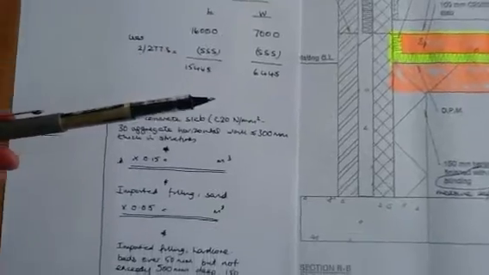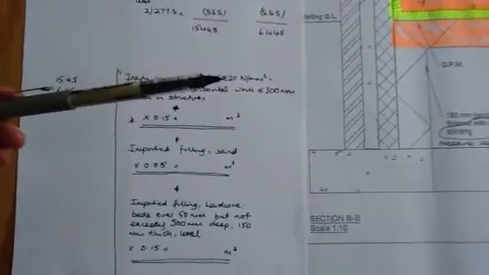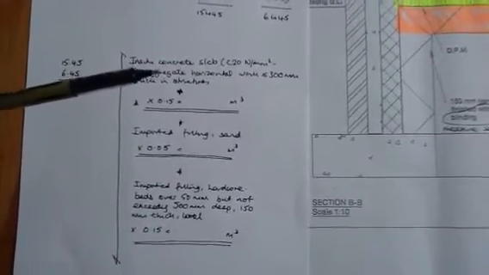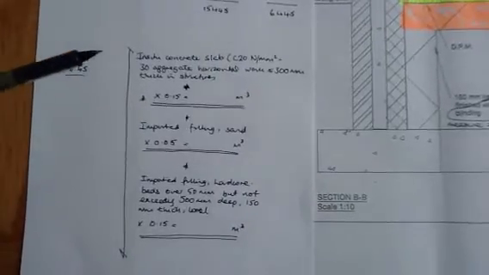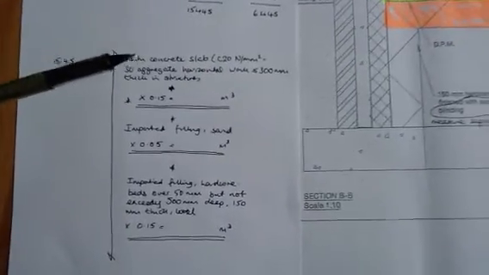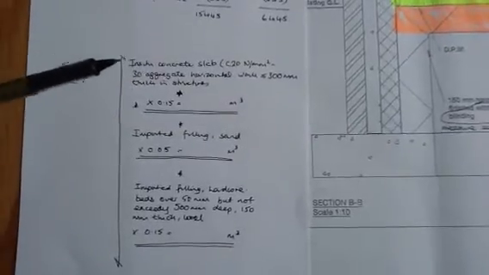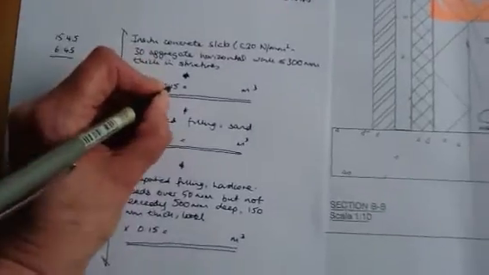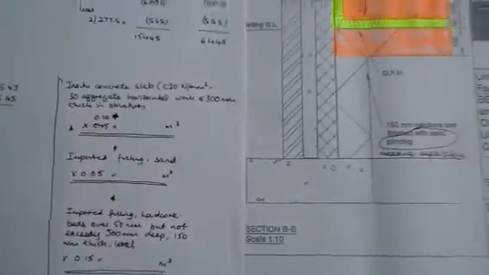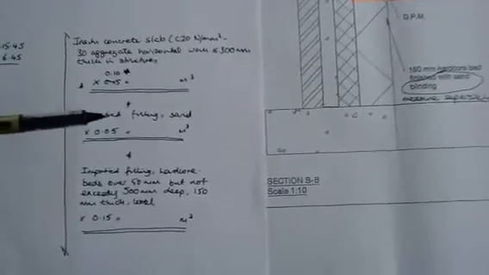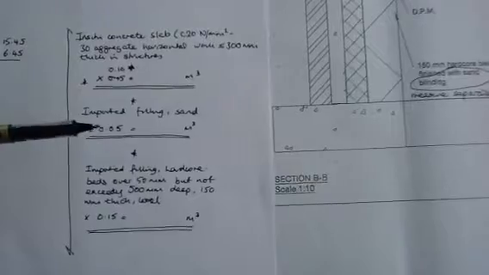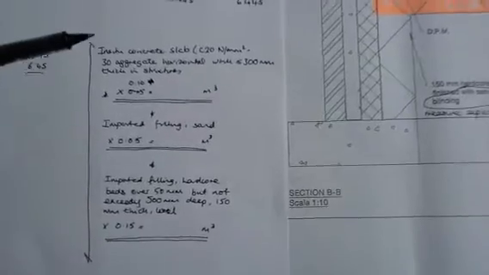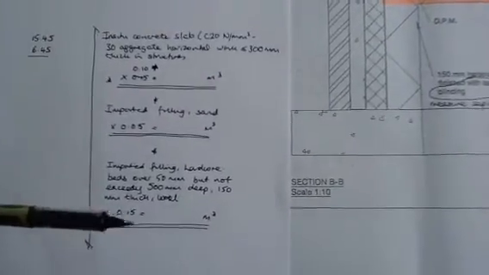So I'm going to use anding on, and what I'm doing is using brackets and anding on to produce some efficient measurements. So I've got my gross internal floor area here. I've measured my concrete slab, so it's the area times the depth of the slab, which is 150. Sorry, on the drawing that should be 100. Then the imported filling of sand volume, and then the hardcore bed. So that's an efficient use of taking off with the use of anding on.